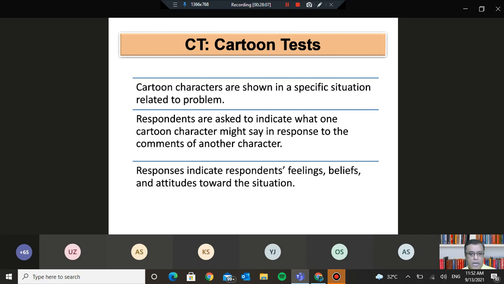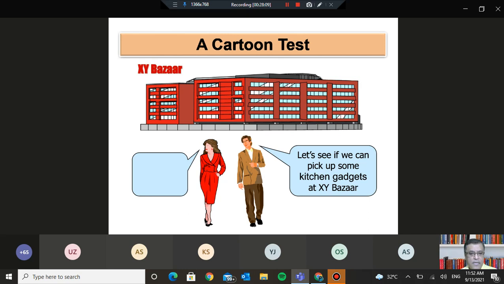So let me show you how exactly we can use it. See, a cartoon test of this type can be used. So let's see if we can pick up some kitchen gadgets at XY Bazaar. You have another individual, a character who is shown. Now the response is not provided in that cartoon, and you as a respondent, as a subject of interest from the point of view of the researcher, will be sharing what the response from this individual will be in this particular setting.